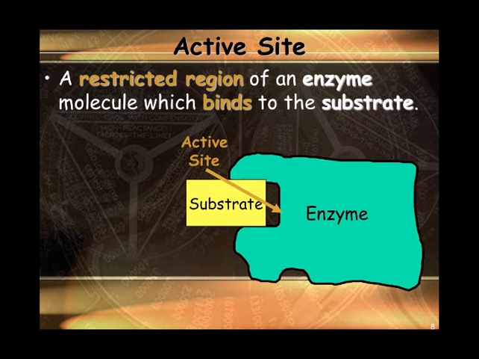The place that the substrate interacts with on the enzyme is the active site. These are specific the way a lock is specific with the key that will open it.